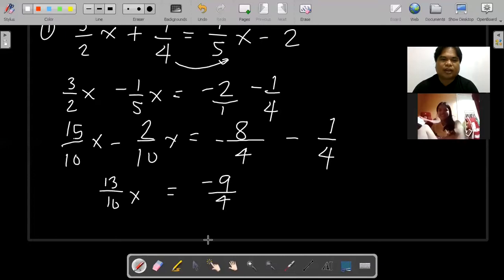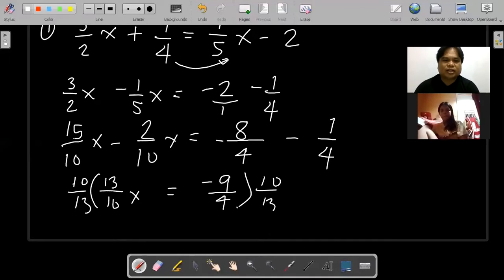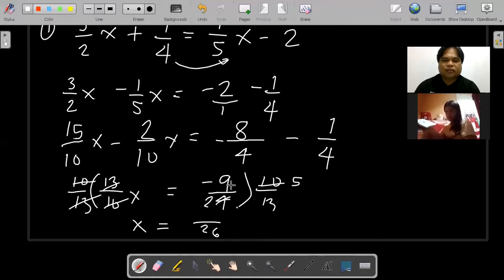To get rid of this, so that your answer is x, you multiply both sides by the reciprocal of this one. So 10 over 13. Cancel this one out. What you have left is this. 10 and 4, you can simplify that. 10 becomes 5, 4 becomes 2. So 2 times 13 is 26, and negative 9 times 5 is negative 45. That's the answer.